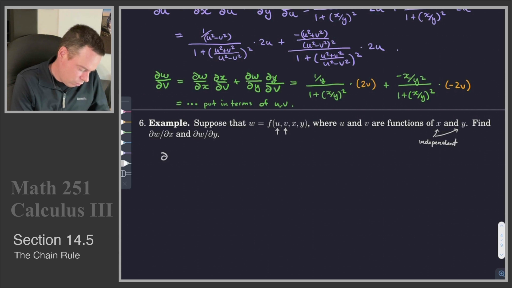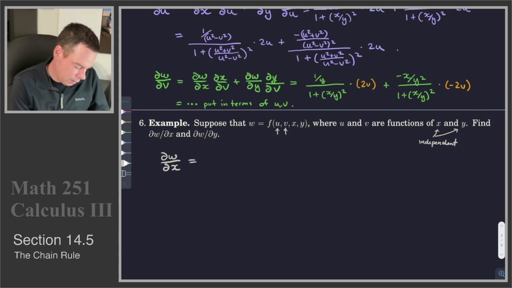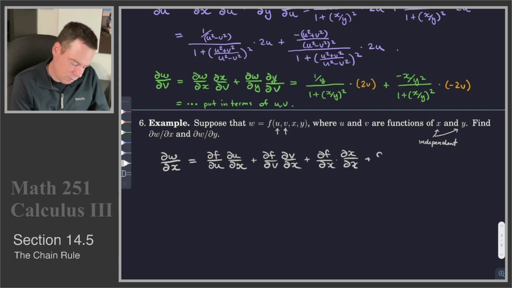So what are we interested in? We're interested in del w, del x, or dw dx. And so let's use the chain rule. What is the derivative of w with respect to x? Well, it's the derivative of the function f with respect to u times du dx, because that's the first variable that f is expressed in terms of, plus the derivative with respect to the next variable, times the derivative of that variable with respect to x, plus the derivative of f with respect to the next variable, times the derivative of that variable with respect to x, plus the derivative of f with respect to the final variable, times the derivative of that final variable with respect to x.